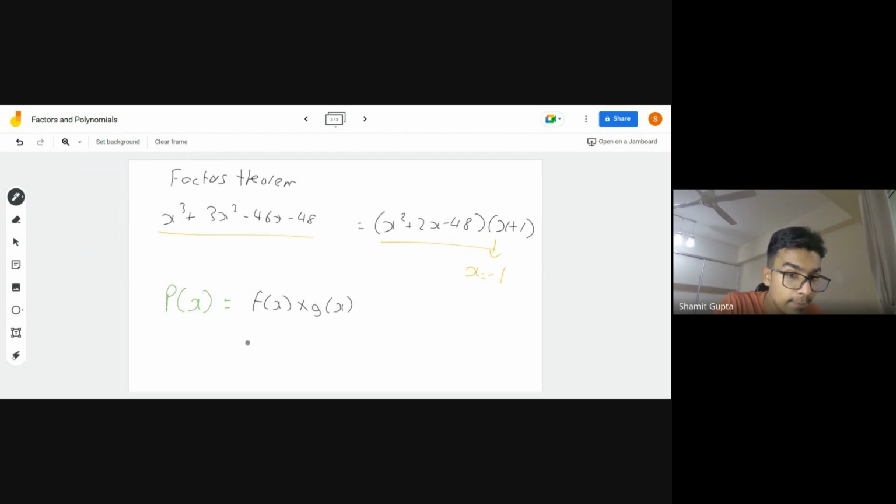By the way, I don't mean f(0), or g(0). I mean f(x) equals 0. They are different. f(0) means I put 0 inside. f(x) equals 0 means x is equal to 0.